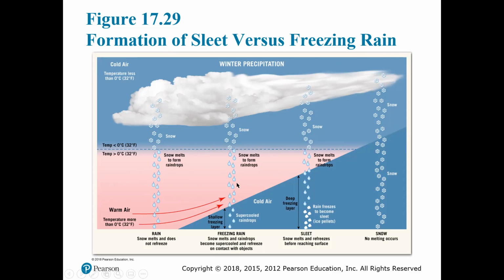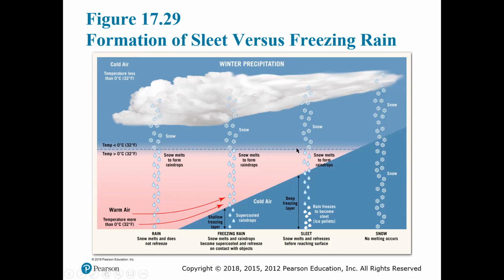So it falls as rain, but it becomes supercooled because of the cold air at the surface, and as soon as it touches something, a car, a power line, a tree limb, it starts to freeze. And so we get layers upon layers of these frozen raindrops, and eventually we get the downed power lines and the downed trees because they can't withstand the weight of all of that ice on them anymore.